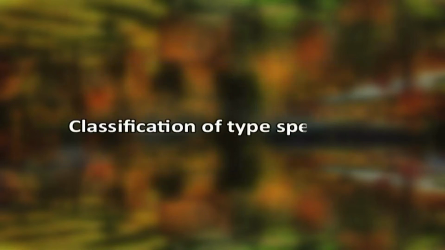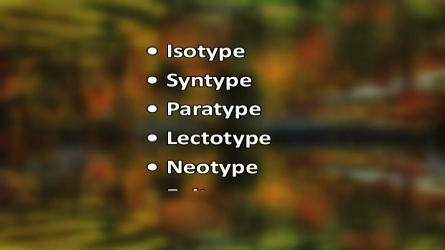Now we will discuss classification of type specimens. The International Code of Botanical Nomenclature recognizes several kinds of nomenclatural types, the most important of which is the holotype. The other types are isotype, syntype, paratype, lectotype, neotype and epitype. Now we will discuss these types one by one.